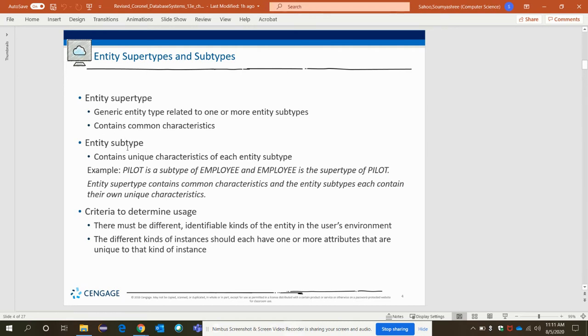To understand the entity subtype, I have included one example. See a pilot. What is a pilot? It's a kind of employee entity. So pilot is a subtype of the employee entity, and employee is the parent entity or the supertype entity of the subtype pilot. So you got an idea about the supertype and the subtype entity.